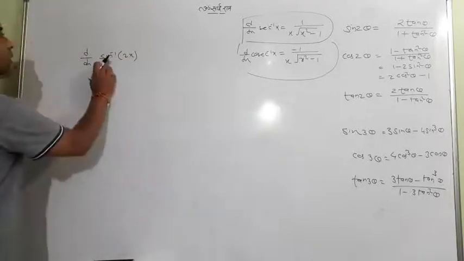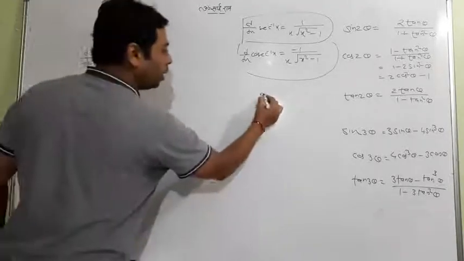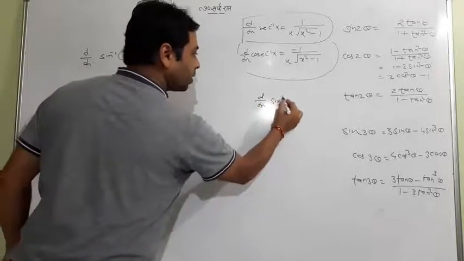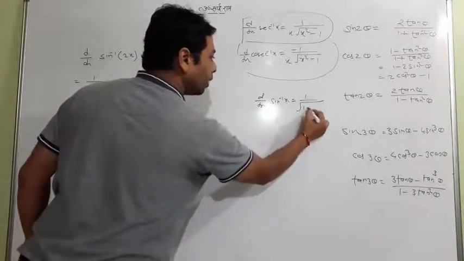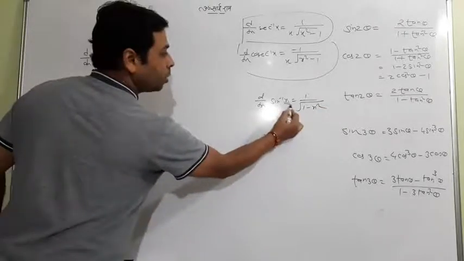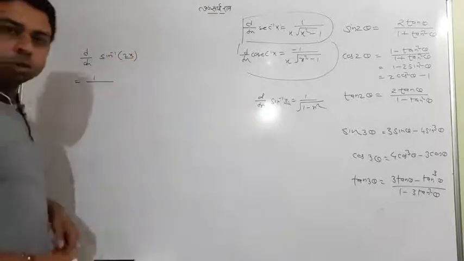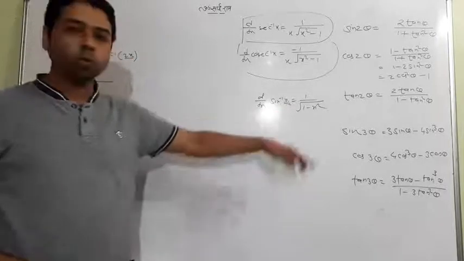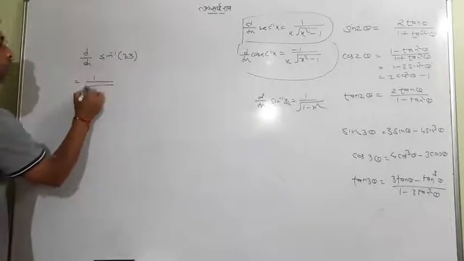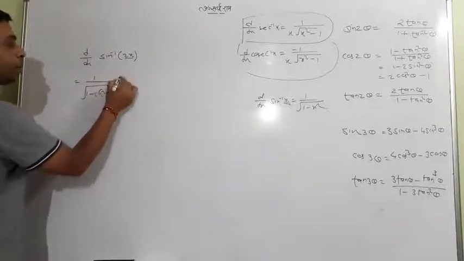So what is the differentiation of sine inverse? You know the formula, d by dx of sine inverse x is equal to 1 upon square root of 1 minus x square. What will come here? It was x, so it is coming x square. But it is not x, it is 2x. So okay, no matter. Instead of x, only 2x will be there. Meaning 1 upon square root of 1 minus (2x) square.